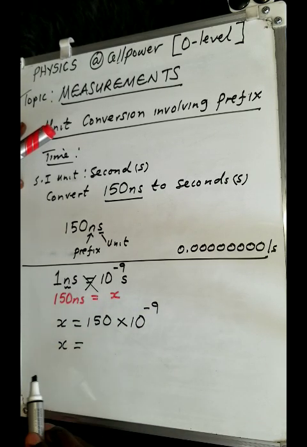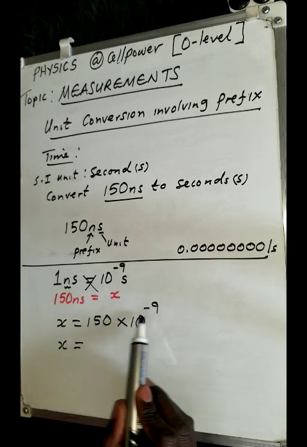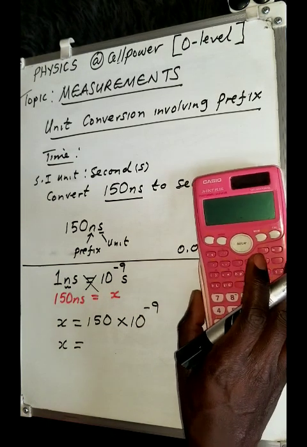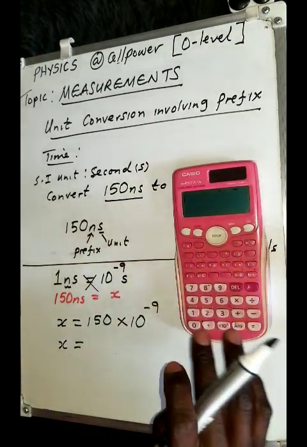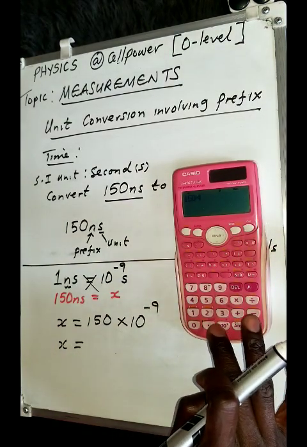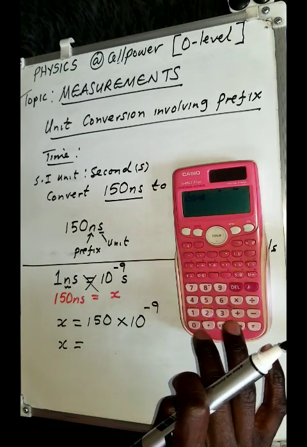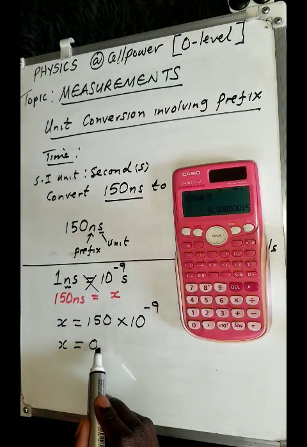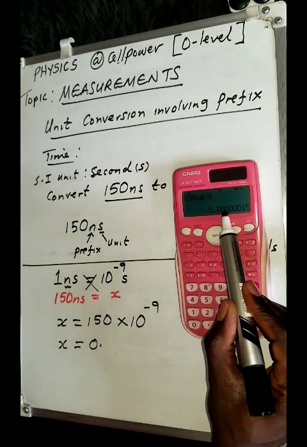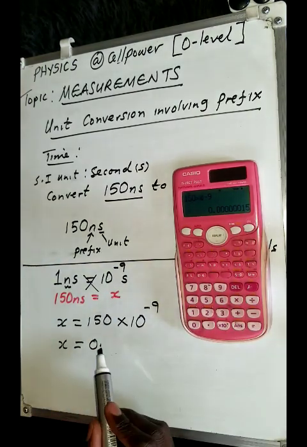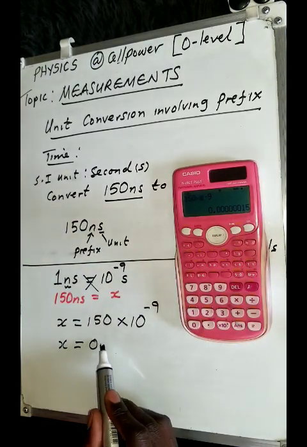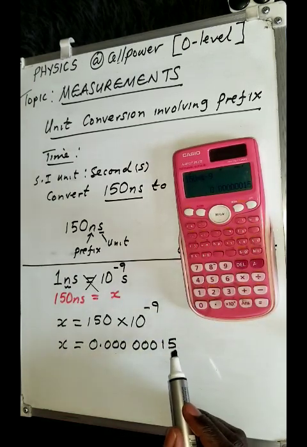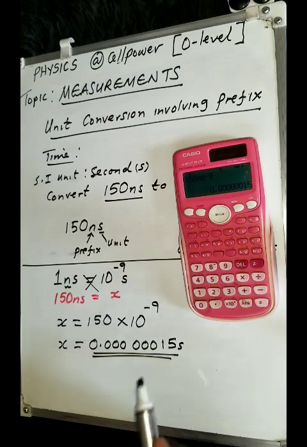Now, of course, if you use your calculator to multiply that, this can actually be written as 150 multiplied by 10 exponent negative 9. It will give you a number that will be 0 point, and if you notice, we have 1, 2, 3, 4, 5, 6 zeros. Then again 1 and a 5 there. And that is simply going to be in seconds. So it simply means you have converted.